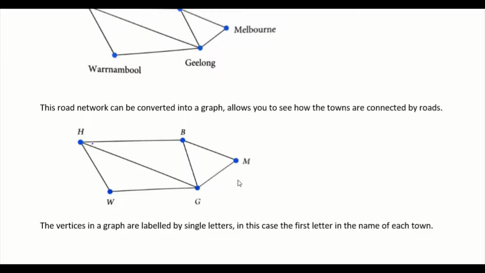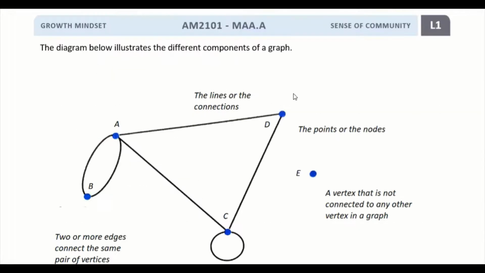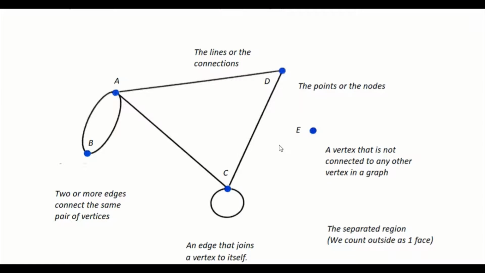Okay, so now we'll be looking at some basic elements in a graph that you should know before we move on. The diagram below illustrates the different components of a graph. This is an example of a graph. I hope that it explained the definition just now, that a graph is a diagram that consists of different points, which are known as the vertices, and then all these vertices are connected by lines, and the lines are called edges.